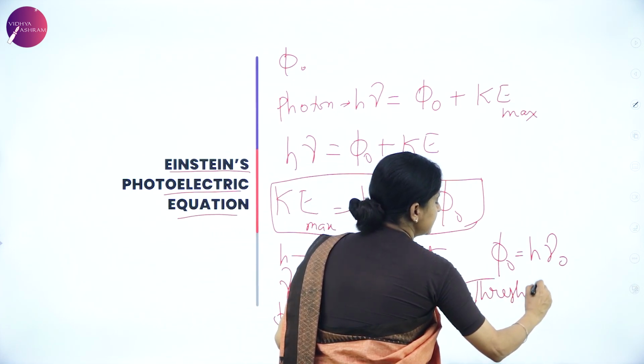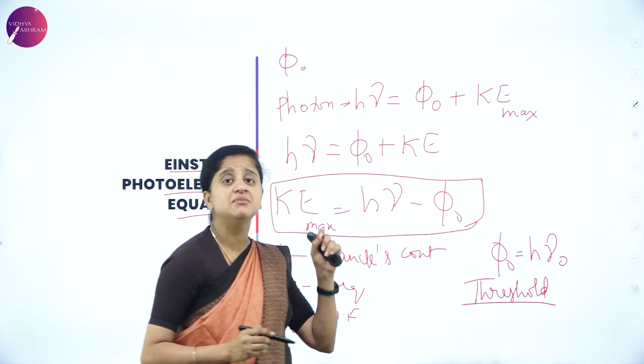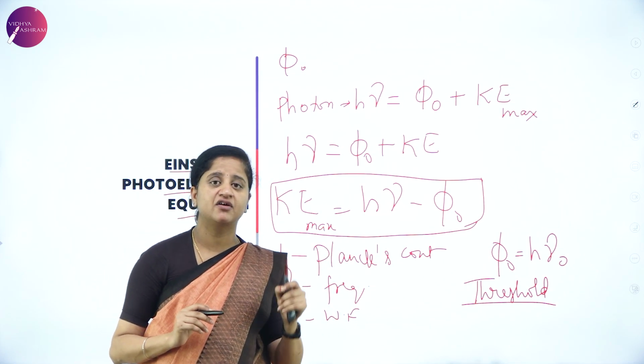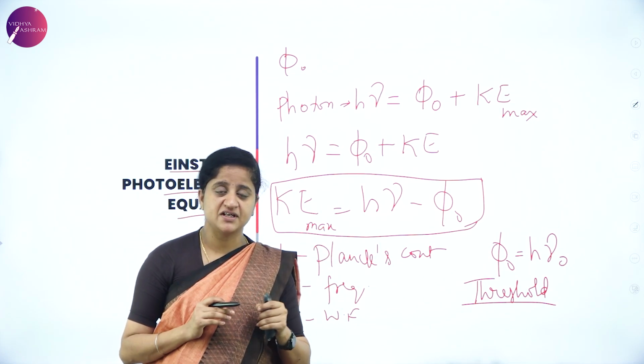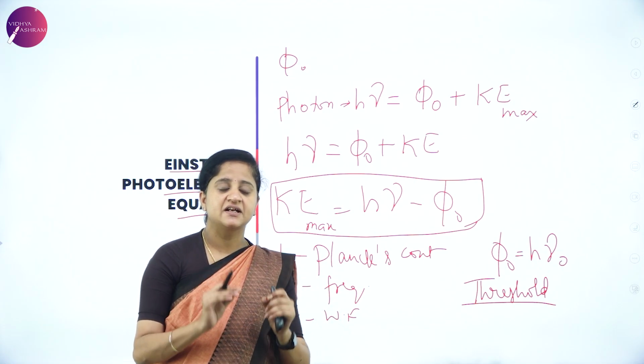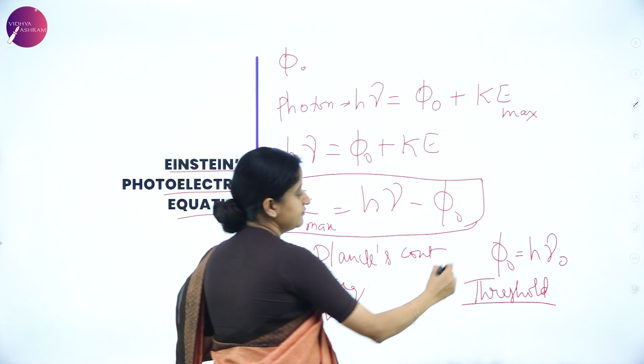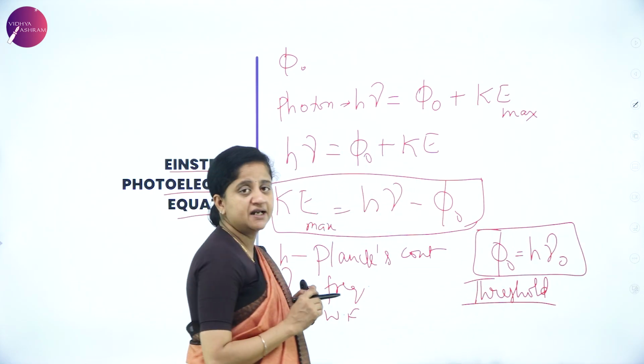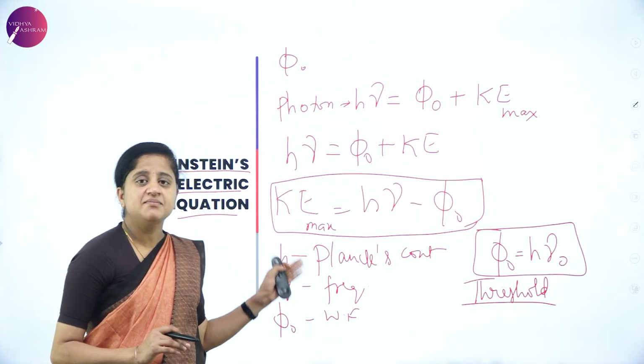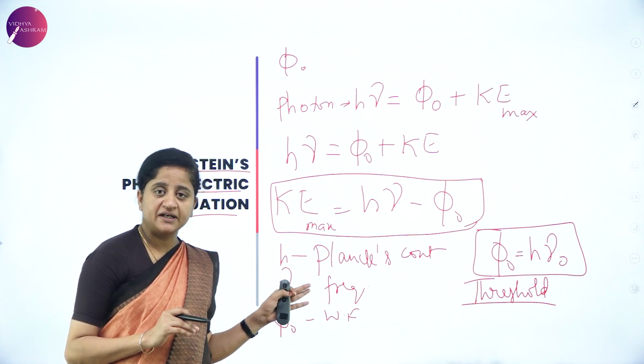So what do you mean by threshold frequency? It is nothing but the minimum frequency which is required for the electrons to come out of the metal surface. So the minimum frequency required for the liberation of electrons is called the threshold frequency, and the work function is defined as h into nu naught. So this is about the equation of Einstein for the photoelectric effect.